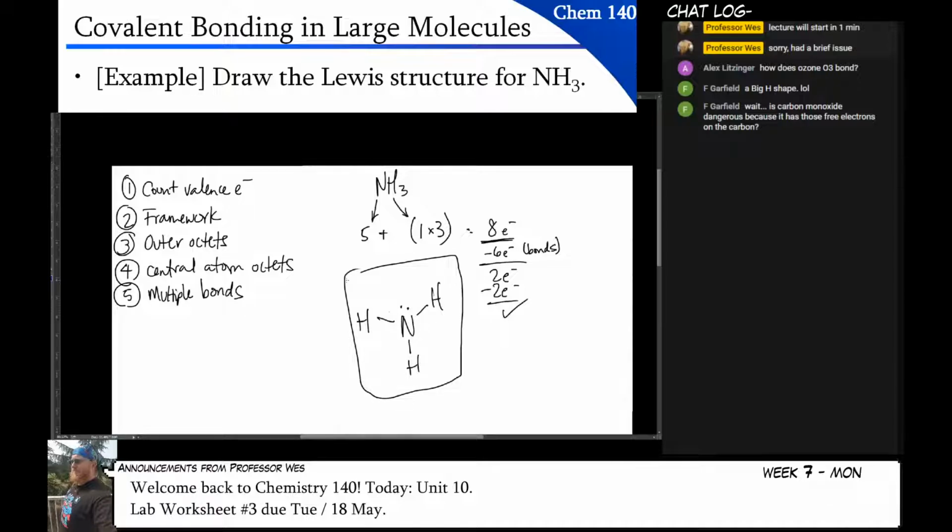Now, again, only connectivity matters. So if you drew your H, I don't know, if you did it like this instead, maybe, totally fine. Maybe you put this over here. Like, whatever. It doesn't matter. As long as they're all connected in the correct configuration, where you have 3 bonds coming out of your nitrogen and then a pair of dots, you're good.